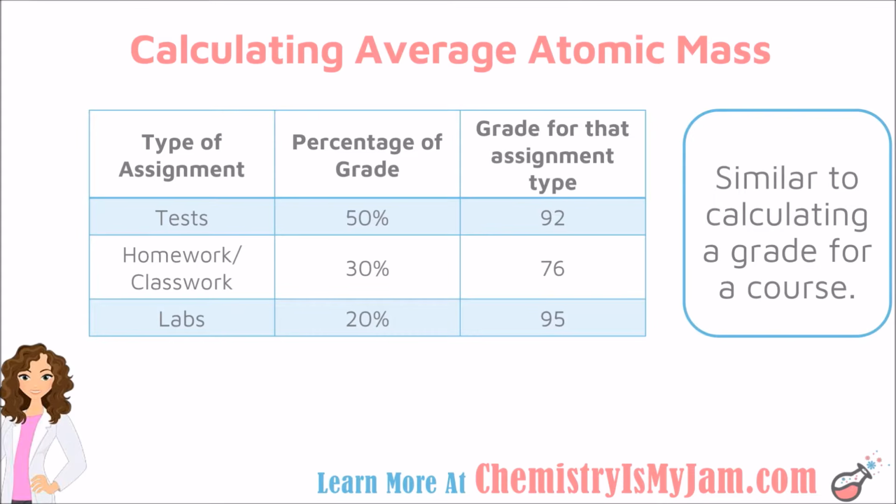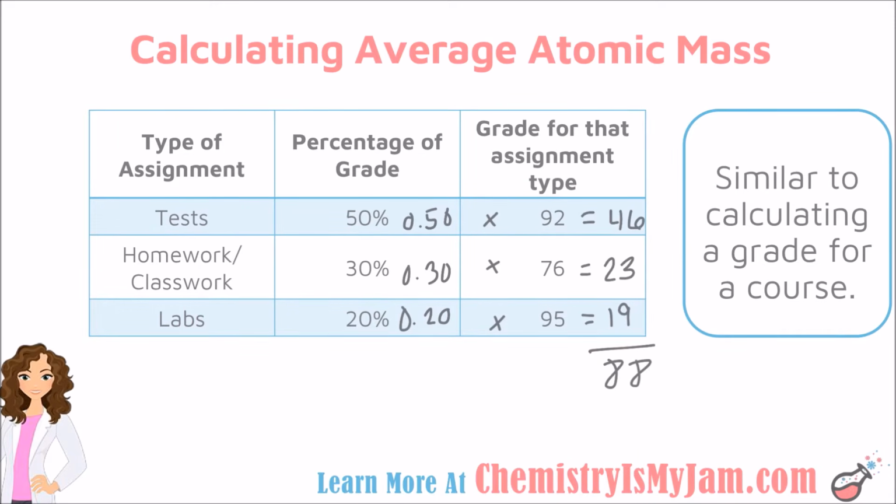The first thing I'm going to do is turn those percentages into decimals by moving the decimal 2 places to the left. So 50% became 0.5, 30% became 0.3, and 20% became 0.2. Then I'm going to multiply those percentages by the grade for that section. So when I said 0.5 times 92, I got 46. 0.3 times 76 gave me 23, and 0.2 times 95 gave me 19. The last thing I want to do is add these 3 numbers together, and that will give me the grade for the course.